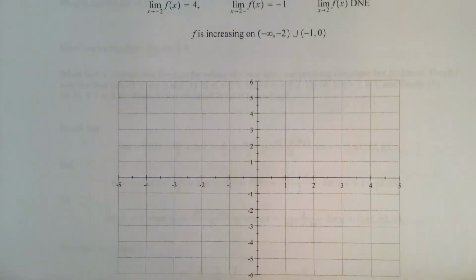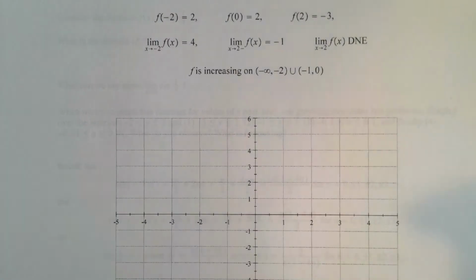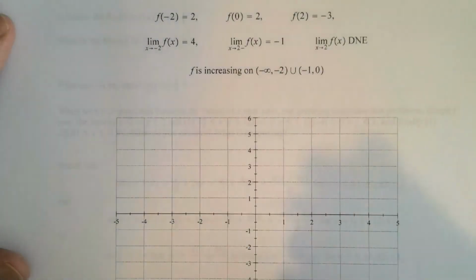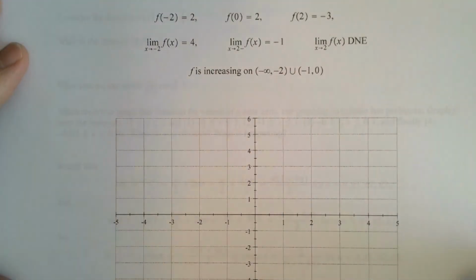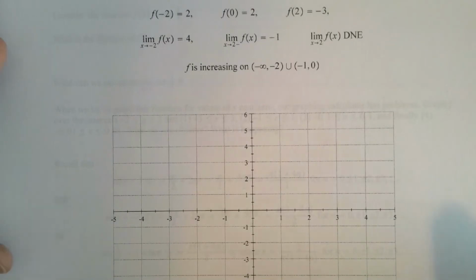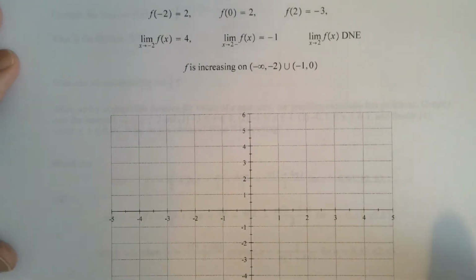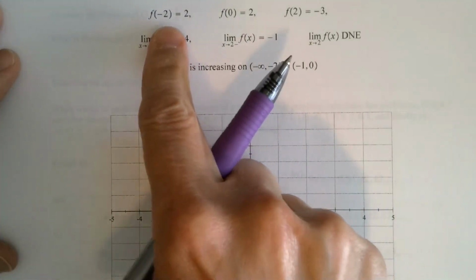Okay, so how do we start? I'm going to do this again in pen, but I would encourage you to use a pencil as you're doing it, because you will often have to erase afterwards to adjust. And so let's start with these functional values. These are the easy part.